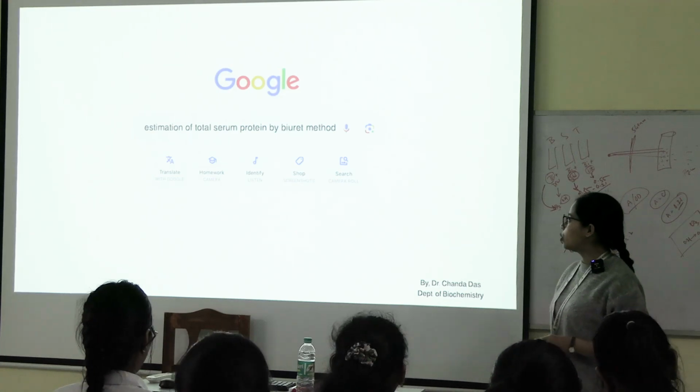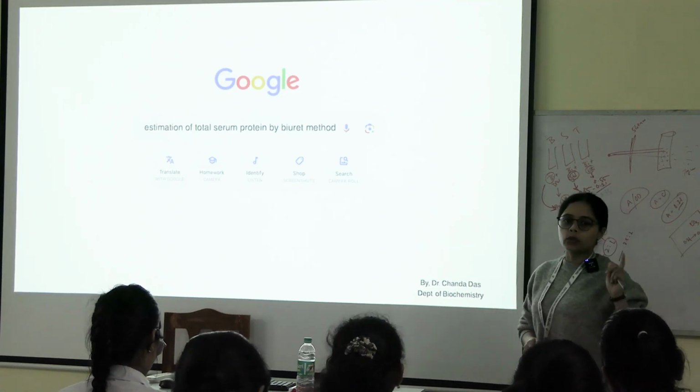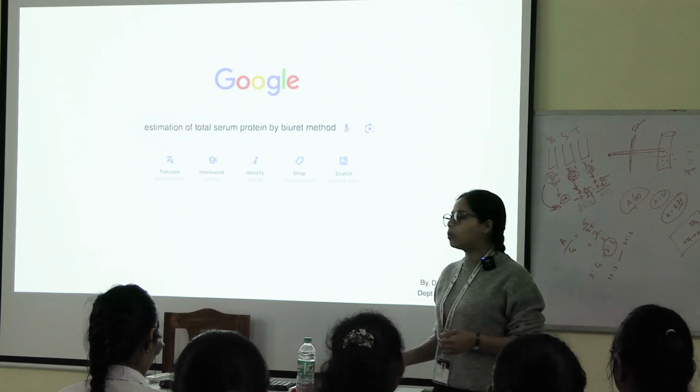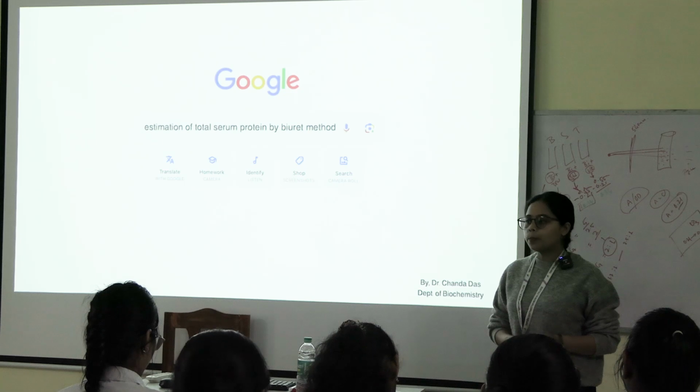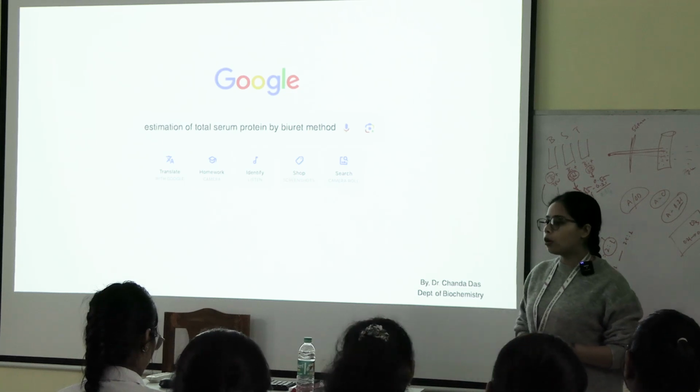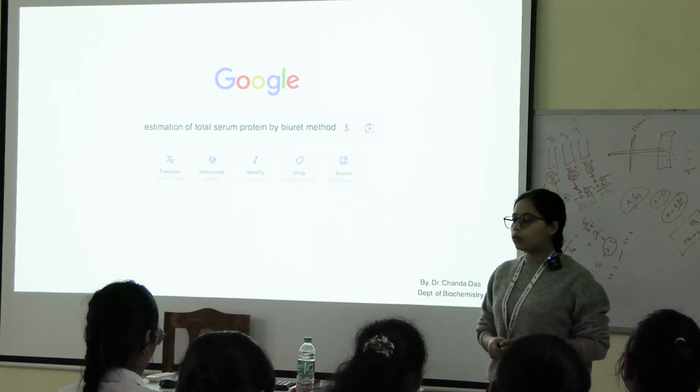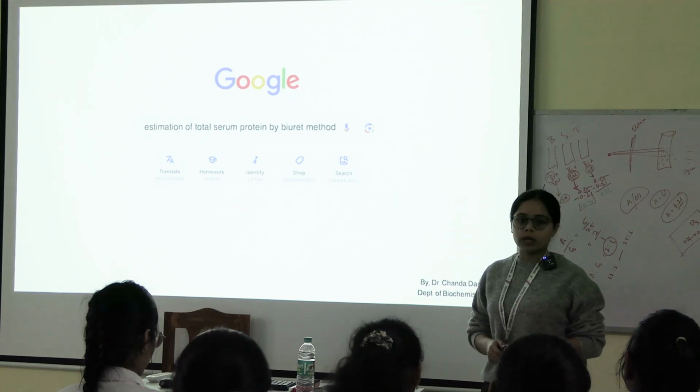Estimation of total serum protein by Biuret method. The method that we will be doing in the lab is known as Biuret method. The reagent we will use is the Biuret reagent. Okay. Before that you did estimation of glucose by what method? Godpot method. Okay.